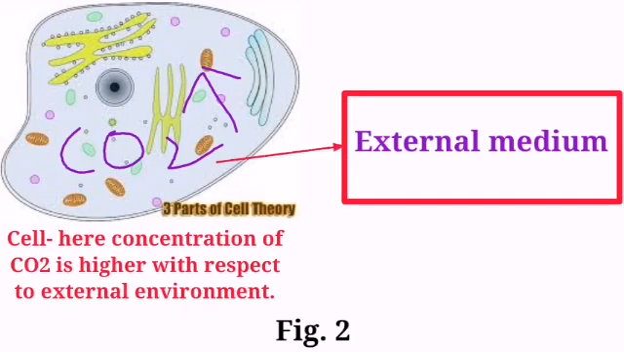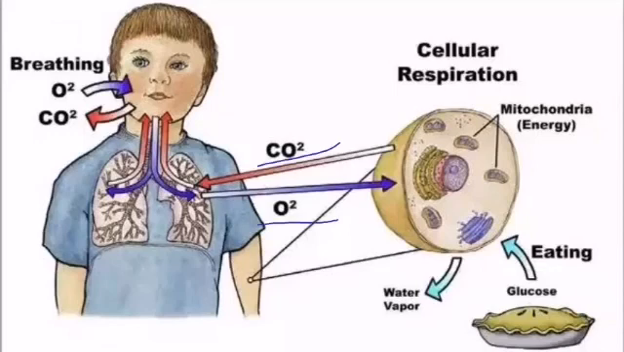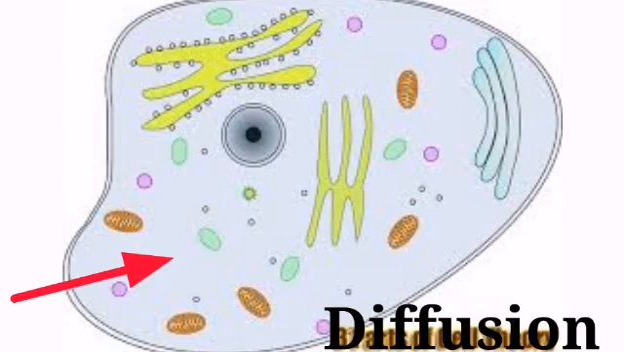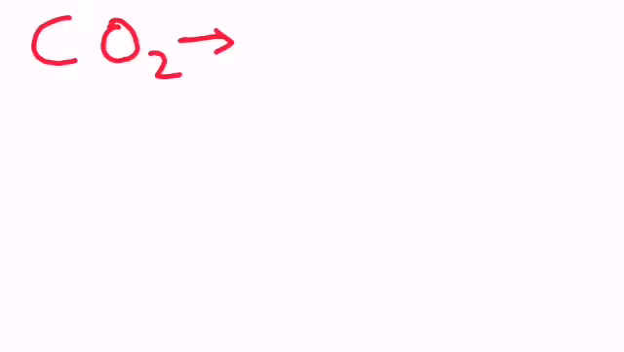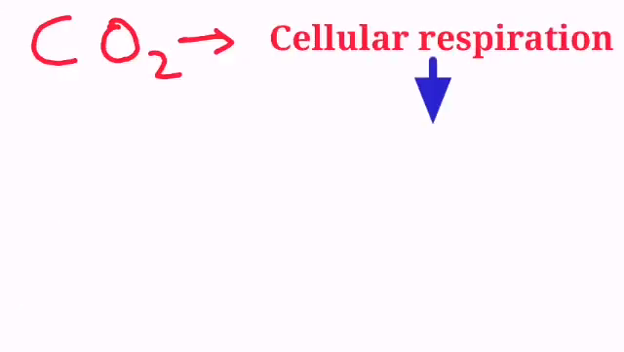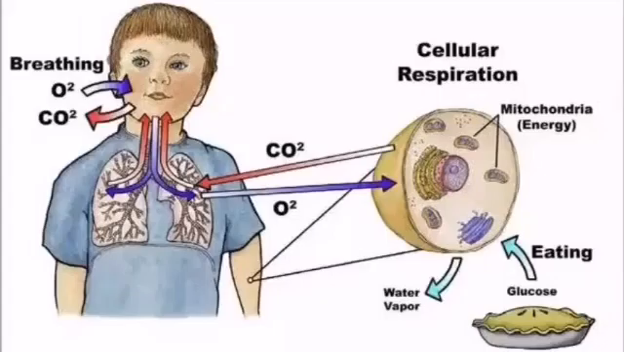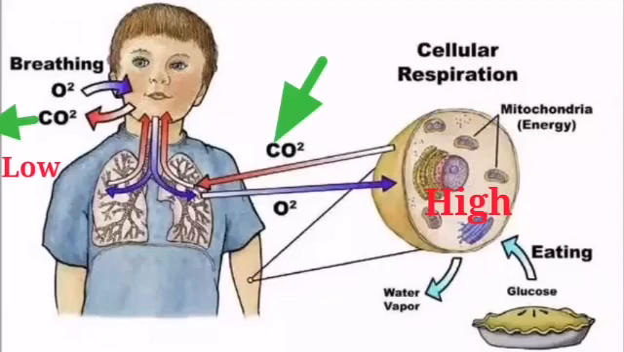Now, let's see how the metabolic gases, that is CO2 and O2, move across the cell membrane by the process of diffusion. We know that CO2 is produced during cellular respiration in the cells. So, the concentration of CO2 increases inside the cell as compared to the outside, that is the external medium. As soon as there is a difference of concentration of CO2 inside and outside a cell, CO2 moves out of the cell from a region of high concentration to a region of low concentration outside the cell by the process of diffusion.